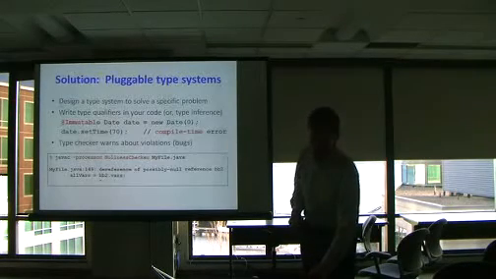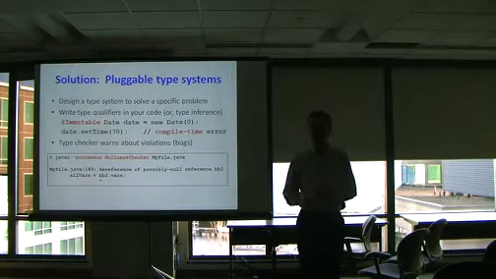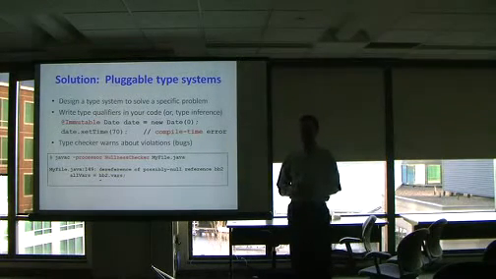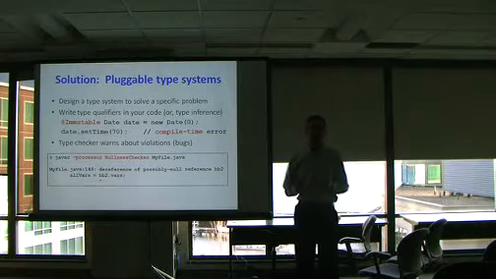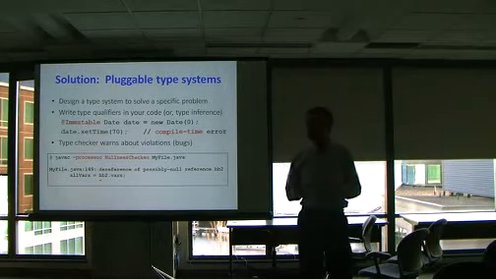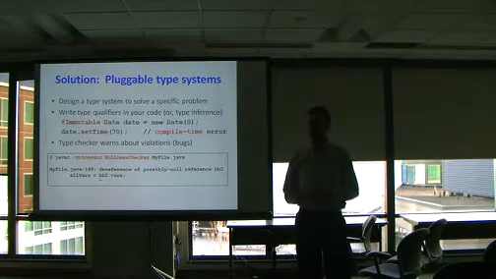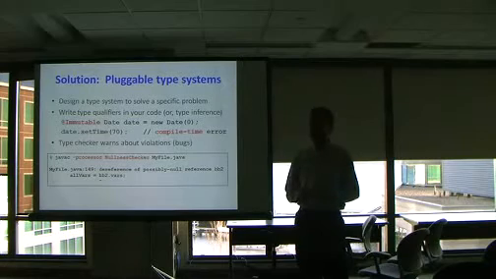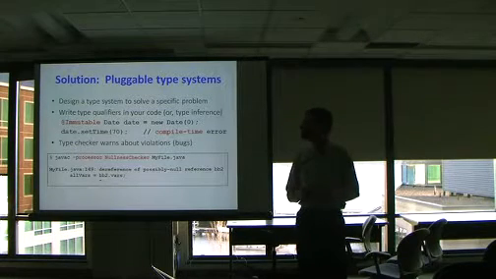So how can we prevent these? The solution that I'm proposing is use of a pluggable type system. So the idea is, think about the properties that are important to you in your particular application, and then design a type system to solve that particular problem.